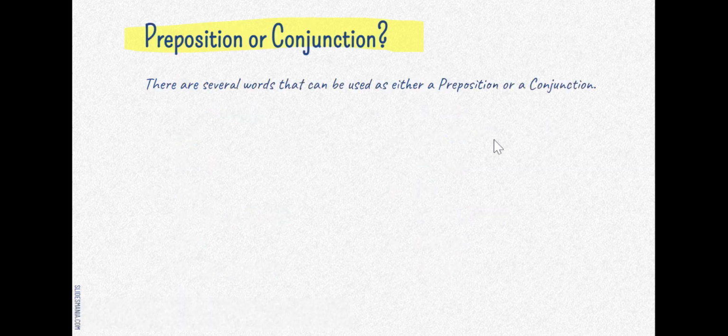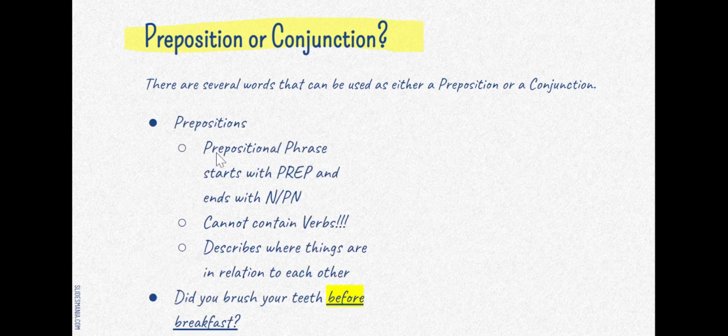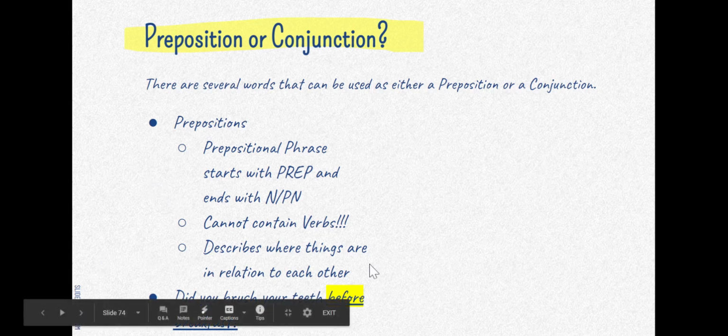Okay, so now, we've had a couple of these so far, but there are words that can be either prepositions or conjunctions, and you have to pay attention to what they're doing in the sentence to figure out which one they are. So let's review the differences here. Prepositions have to be in a prepositional phrase that starts with a preposition and ends with a noun or pronoun, cannot contain verbs, and they describe where things are in relation to each other.